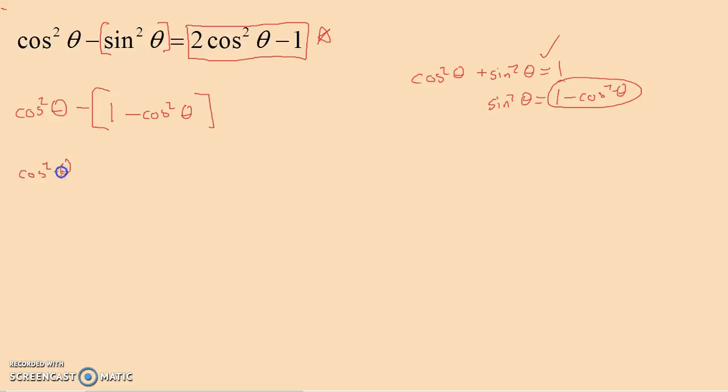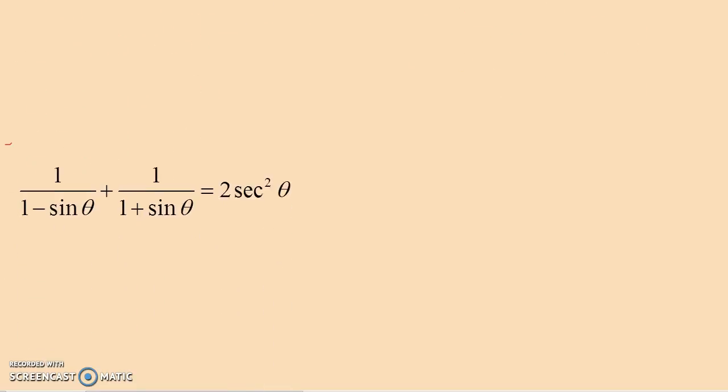So let's see here. Now I'm just going to distribute that negative sign. That negative sign is going to make a negative 1, and then it's going to make a positive cosine squared. And lo and behold, I'm already at my answer. Cosine squared plus another cosine squared is 2 cosine squared, just combining like terms, minus 1. There's your answer. I was able to take the left side and use nothing more than the identities to get the right-hand side.